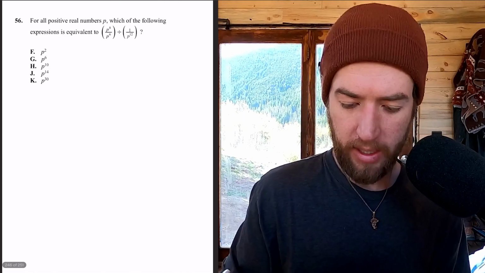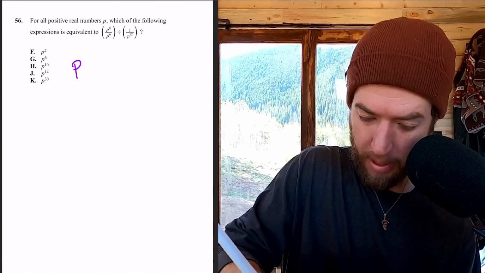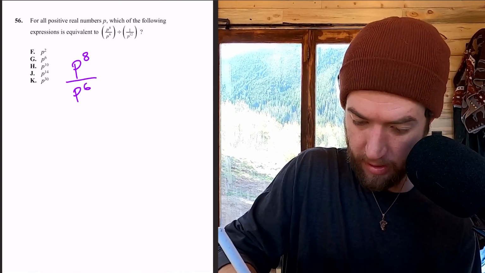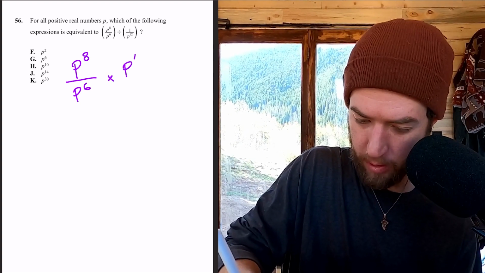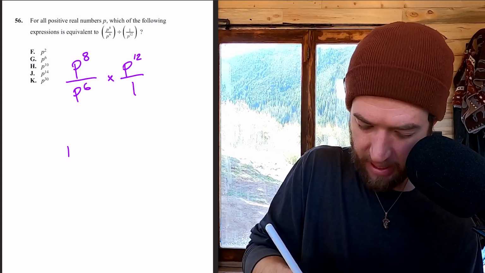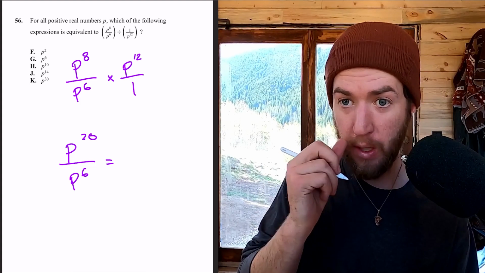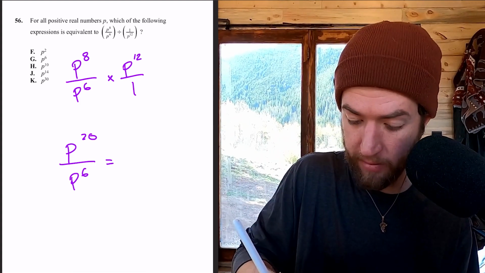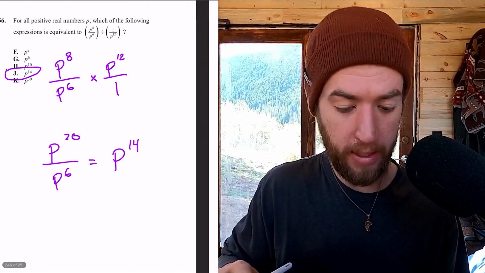All right, for all positive real numbers p, which of the following expressions is equivalent to p to the 8th over p to the 6th divided by... so I'm going to just multiply it by its reciprocal, p to the 12th over 1. So that's p to the 20th on top, p to the 6th on bottom. So 20 minus 6, we have 20 on top. We're going to cross out 6 of them, cancel 6 of them. So that leaves us with 14. p to the 14th. On to the next.